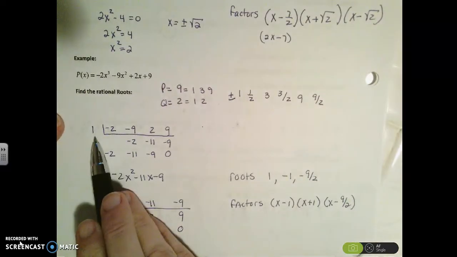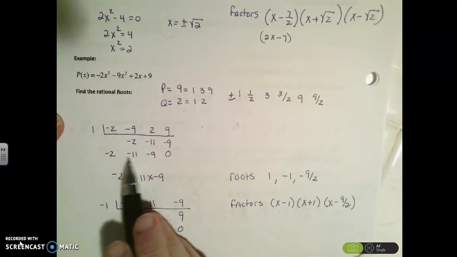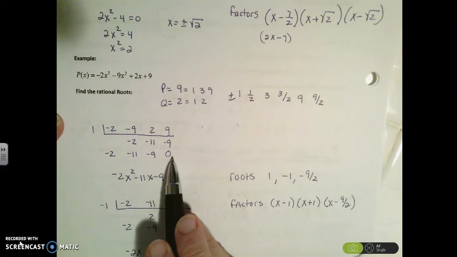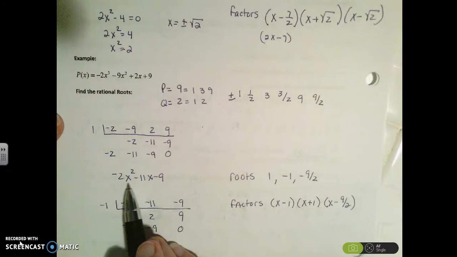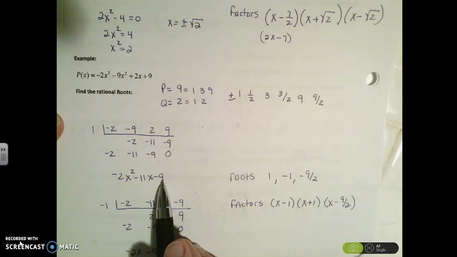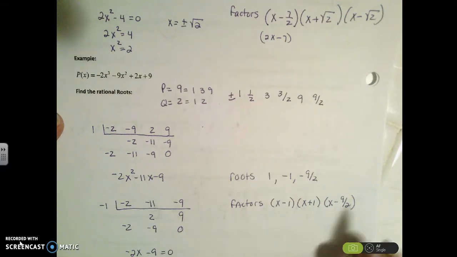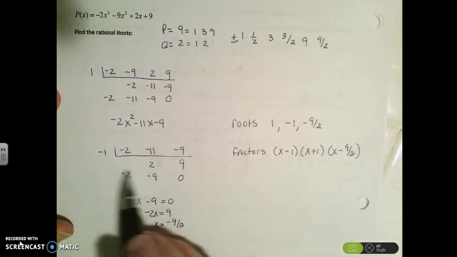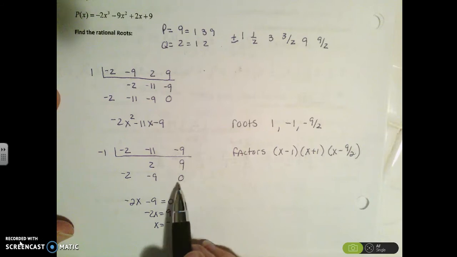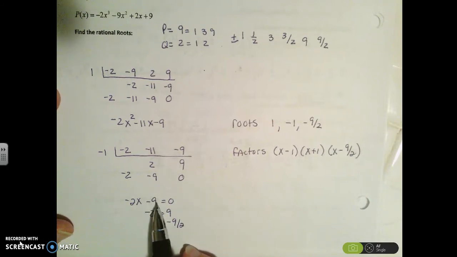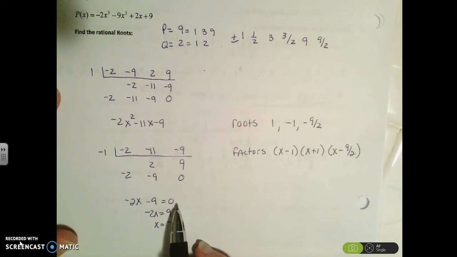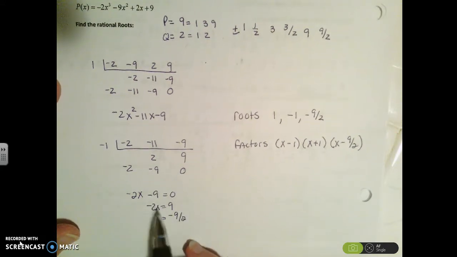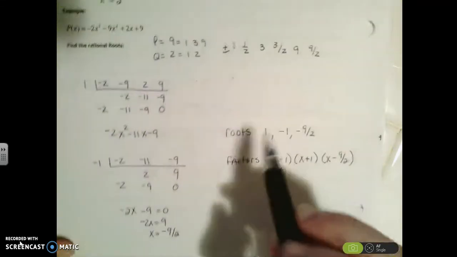And I'm going to do synthetic division with 1. And after I did synthetic division, it does come out. So my depressed polynomial is now negative 2x squared minus 11x minus 9. Well, since negative 1 also appeared to be a root, I'm going to try negative 1 and see what happens. And when I do negative 1, it also works. So I ended up with negative 2x minus 9 equals 0. That's my depressed polynomial, and that's a linear, so I can just continue to solve it, and I get negative 9/2. So it's exactly what my calculator was showing me.